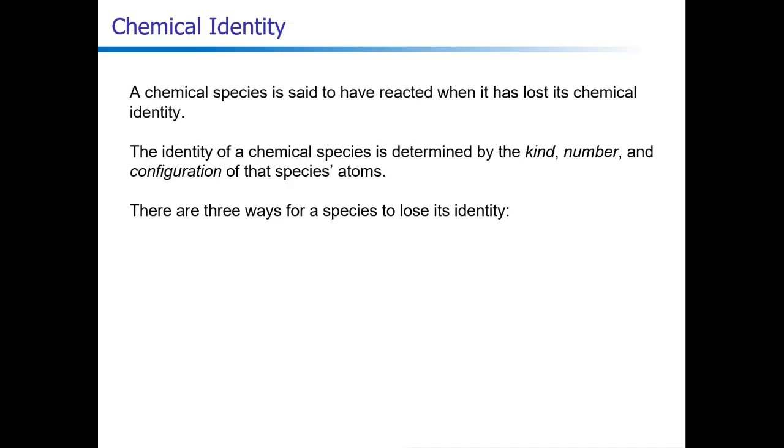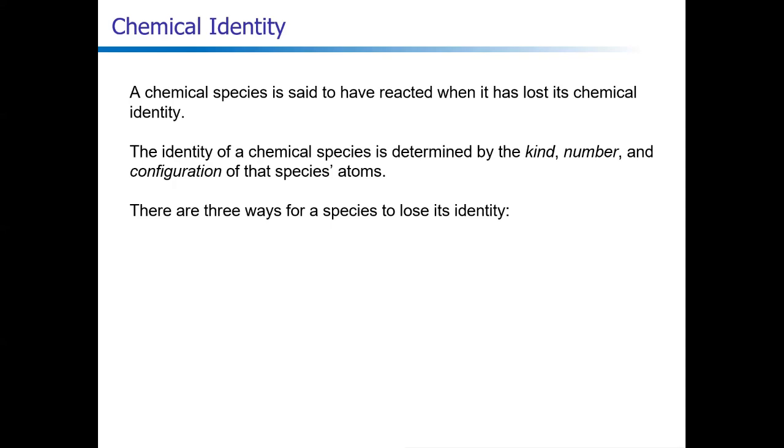Let's begin by defining what it means for a chemical species to react. A species is said to have reacted when it's lost its chemical identity, or in other words, when it no longer is the same molecule it was at the start. So how do we define a molecule's identity? It's determined by the kind, number, and configuration of atoms. Change any one of those, and the molecule is no longer the same.